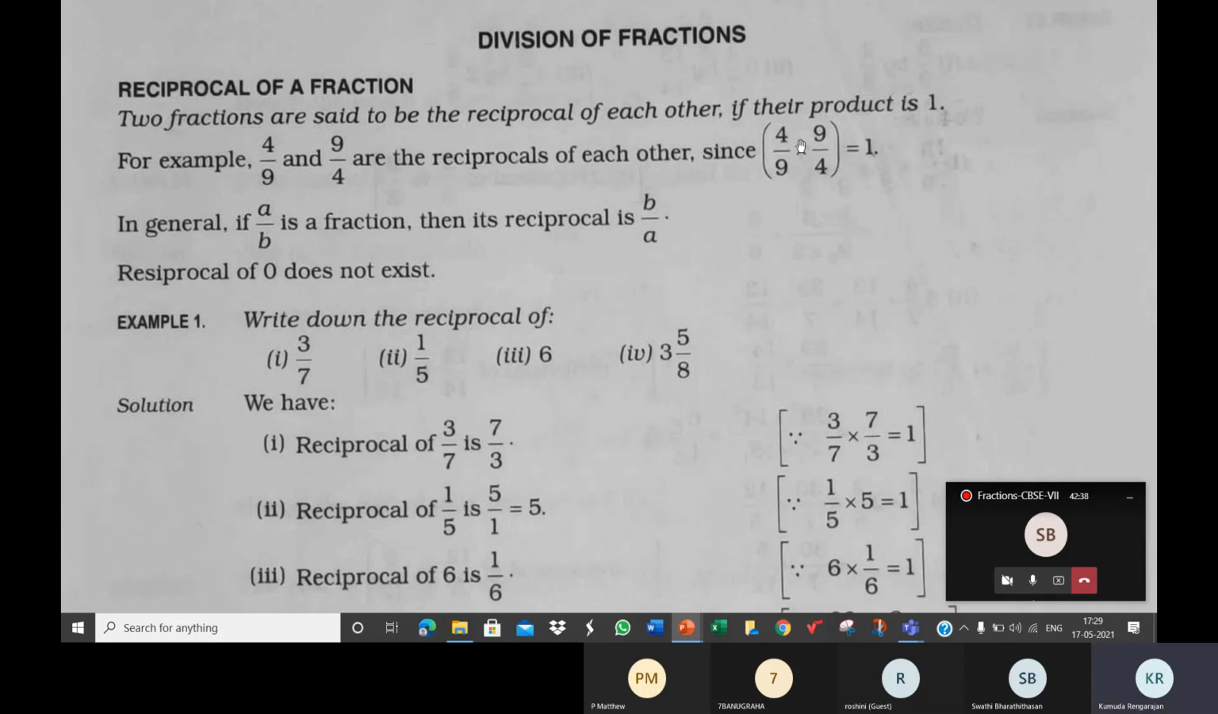Because the 9 in the denominator and the 9 in the numerator get cancelled. The 4 in the numerator and the 4 in the denominator get cancelled. Cancel meaning 4 ones are 4, 9 ones are 9. So you have 1 into 1 in the numerator and 1 into 1 in the denominator. So it's 1 by 1, which is 1.